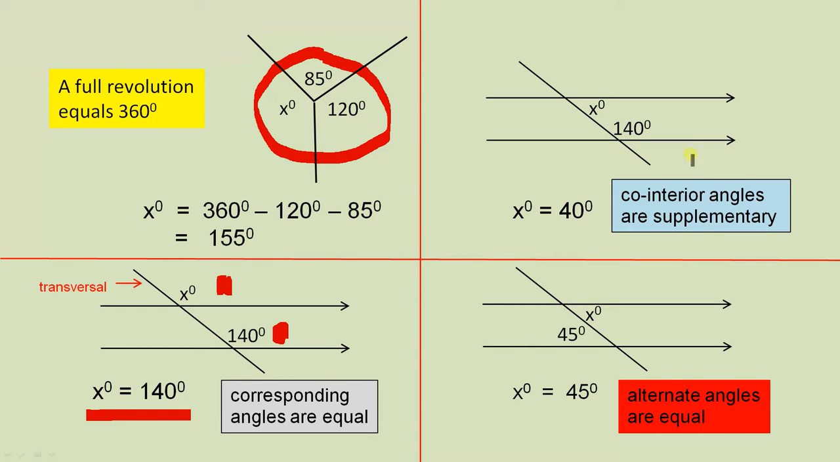Here we have co-interior angles. They're inside the parallel lines. So they're supplementary, which means that they both add up to 180 degrees. Which means x must be 40. Here we have alternate angles. Now alternate angles are equal. So if they're both equal, then x must be 45.